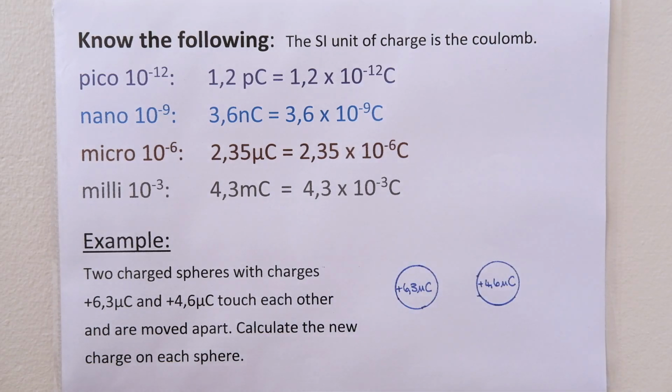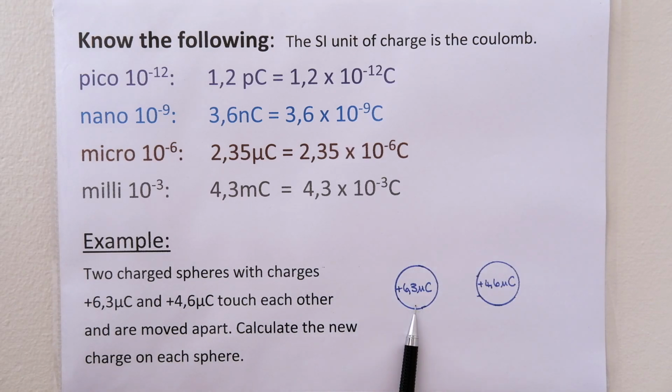As an example, we have two charged spheres with charges positive 6.3 microcoulombs and positive 4.6 microcoulombs. They are going to touch each other and move apart. You must calculate the new charge on each of the two spheres. When the spheres touch, there will be a transfer of electrons. Please take note that it is not protons that transfer, always electrons when the objects touch each other.